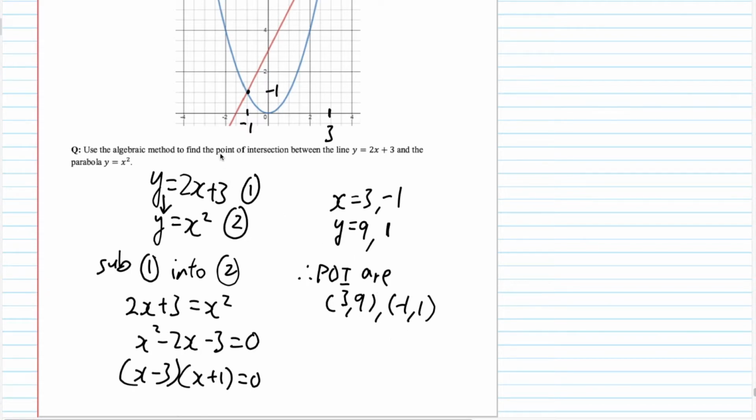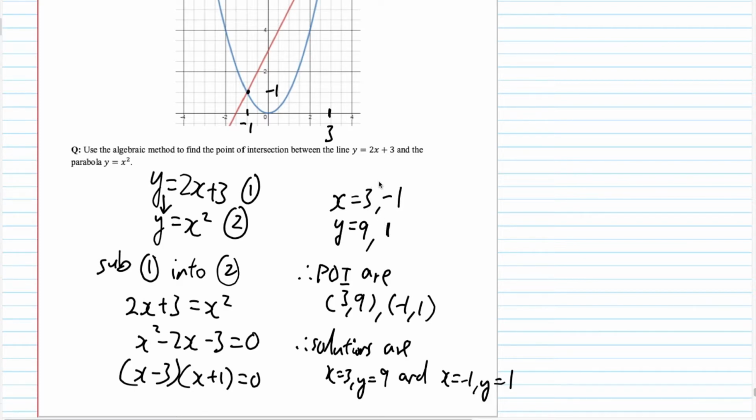Now, if the question doesn't ask you to write the point of intersection, and just says use an algebraic method to solve simultaneously this and that, what I strongly recommend you do is write your answer like this. So therefore, solutions are x equals 3, y equals 9, and x equals -1, y equals 1. I want you to write your answer like this rather than like this, because this is how you're meant to give the solution. There are 2 sets of solutions rather than 4 individual solutions, if that makes sense.